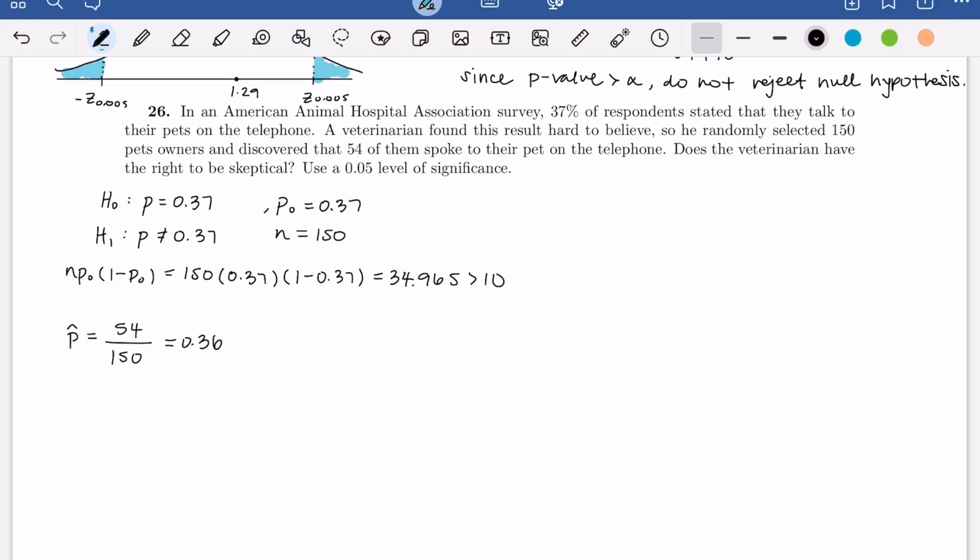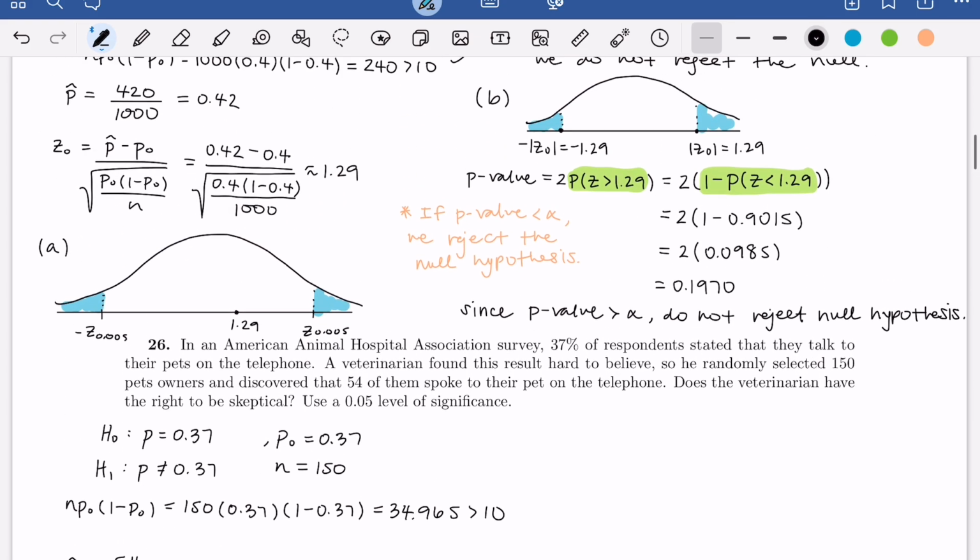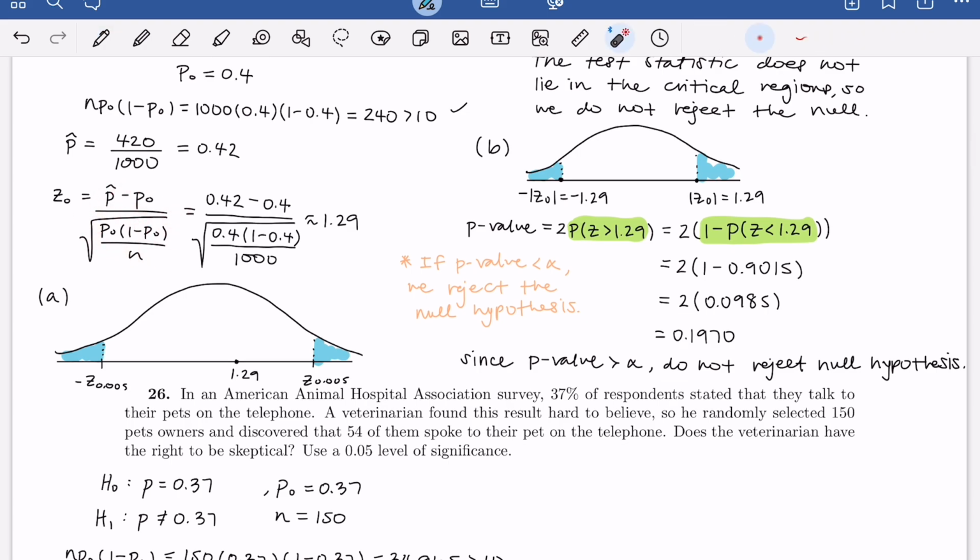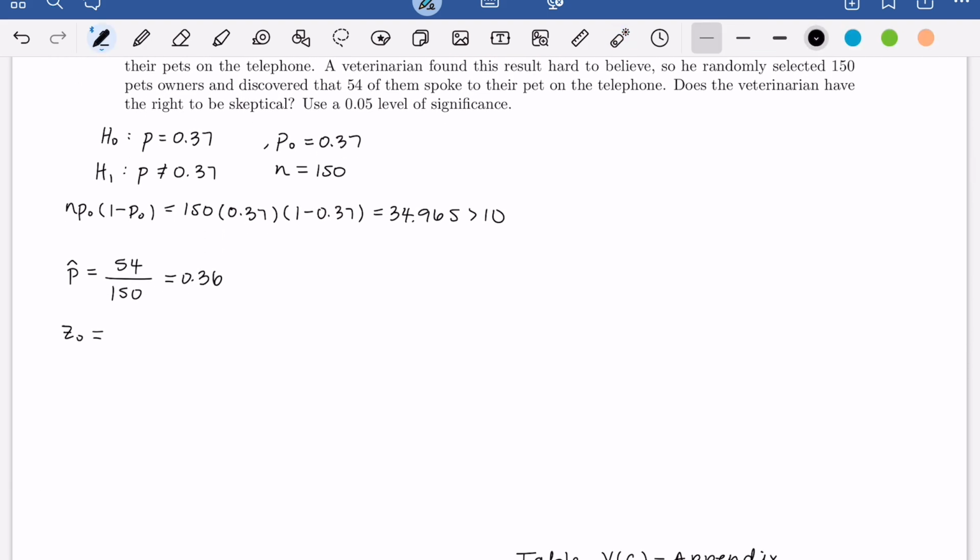And with this, we can find our test statistic. So that's going to be z naught. We're just going to plug in our known information into the formula that we used last time, this guy here. All right, so we're going to have 0.36 minus 0.37 in our numerator. In our denominator, we're going to have this here, and then we're taking the square root of this guy in our denominator. So doing so, this is going to give us approximately negative 0.25.